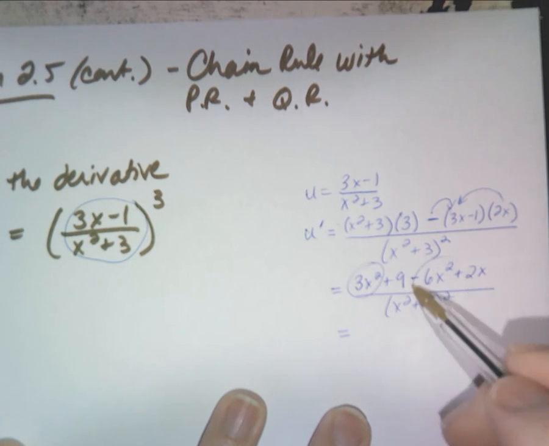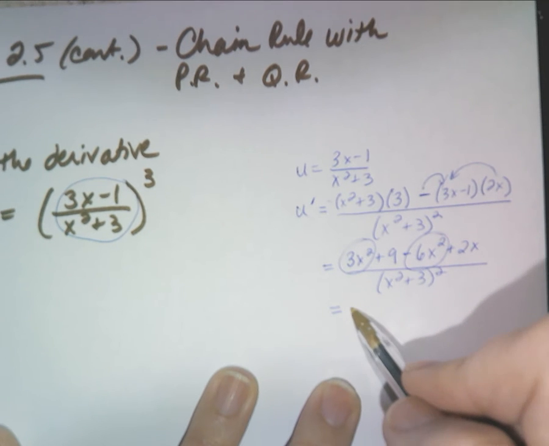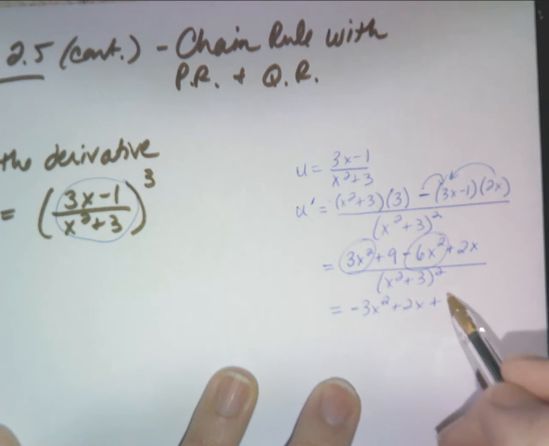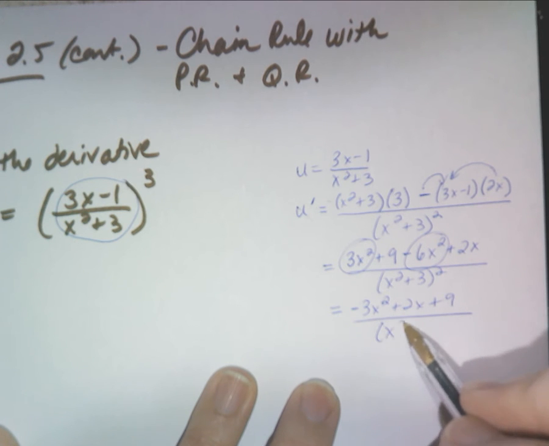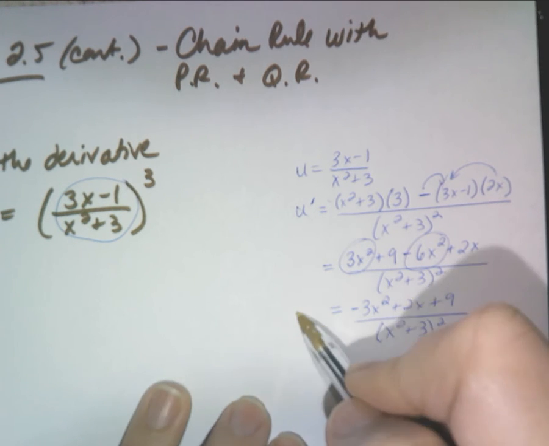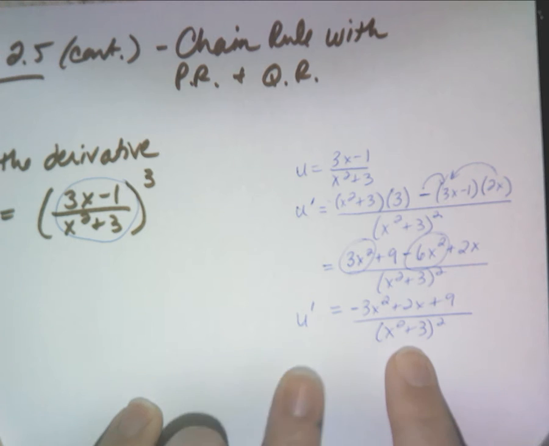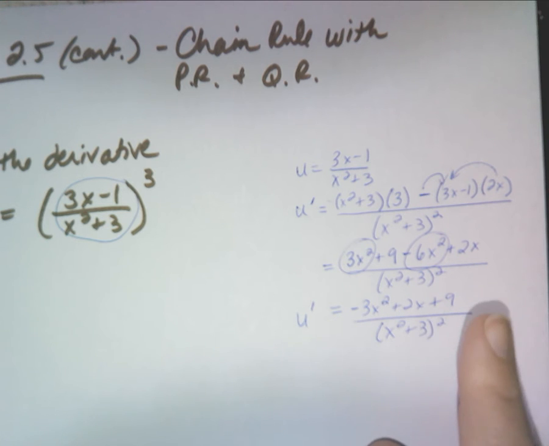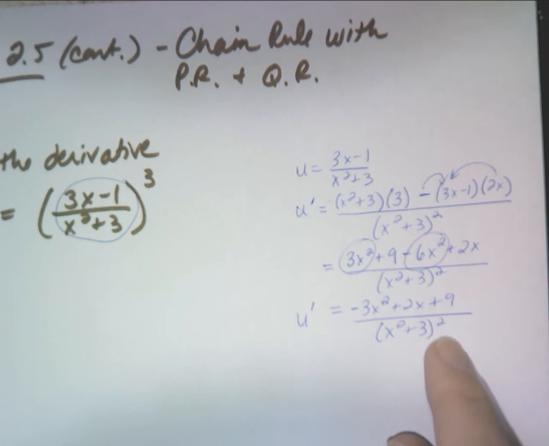3x squared into negative 6x squared, what does that make? Negative 3. It's just algebra. All right, so that is the derivative. You should end up with negative 3x squared plus 2x plus 9 over x squared plus 3 squared. And notice I like to go in order, keep everything as clean as possible.